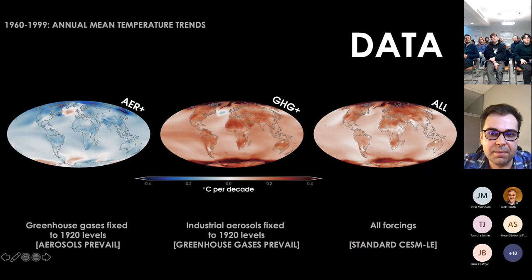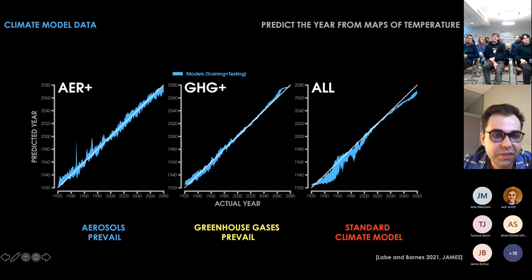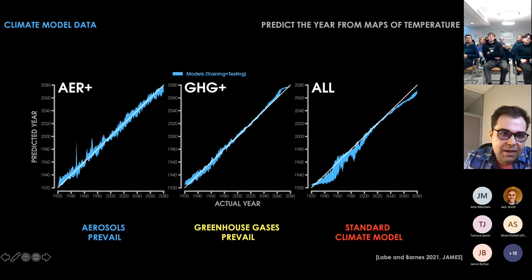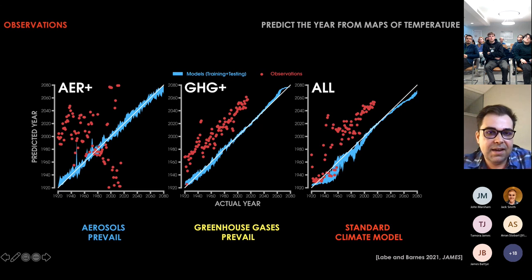So what do the predictions from the neural network look like? Again, we're predicting the years, so the x-axis and y-axis are the years. This is for the three different simulations. The perfect prediction would be the one-to-one line in white. The predictions from the climate models are in blue shading here. So you might say, okay, it seems that the neural network is making pretty good predictions. It parallels the one-to-one line. What would happen if all of a sudden we take an out-of-sample data set and we input observations into this? That's what I've added here with the red dots.